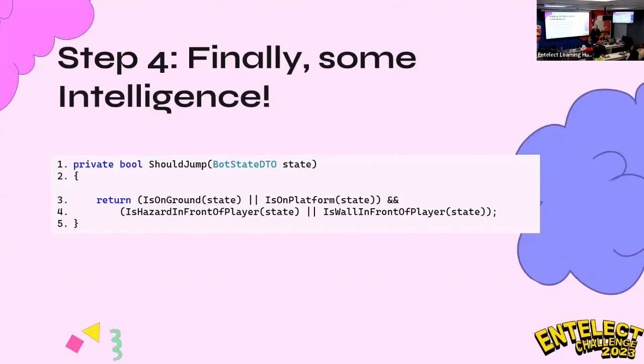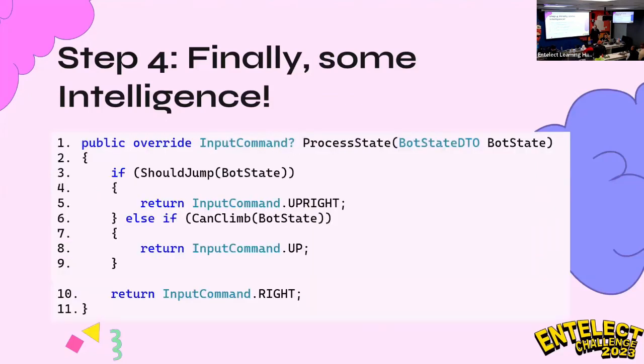Then we change our process state function. We basically check if we should jump. If we should, we return upright. We don't want to just jump on the same spot. And if we can climb, we just climb. Maybe not the smartest decision, but it does tend to lead to our bot going up and to the right, so it kind of goes off in its own direction. Otherwise, we just return right and keep running.